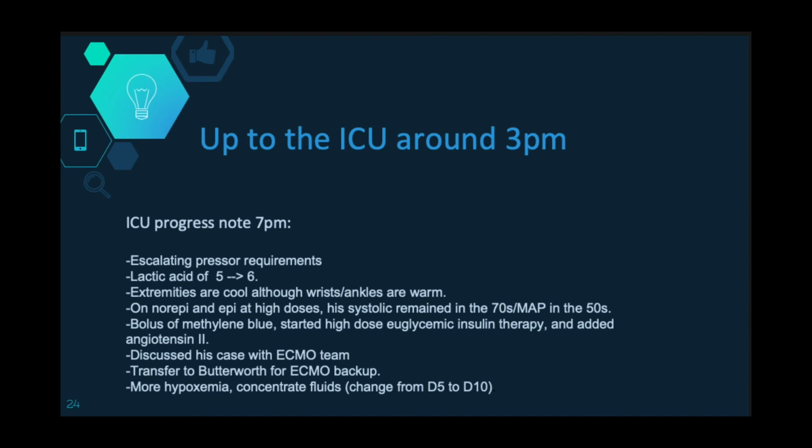and they added angiotensin II. They discussed it with the ECMO team. The ECMO team is at Butterworth, so they just decided to transfer him to Butterworth so they have that as a backup. And then he has more hypoxemia, probably because he got 4 liters of fluid, so they switched him from D5 to D10 to concentrate it further. And in the high-dose insulin article I read, they actually said they can use D50 as their euglycemic agent, and even sometimes D70 to really concentrate it so they're not getting fluid overloaded.